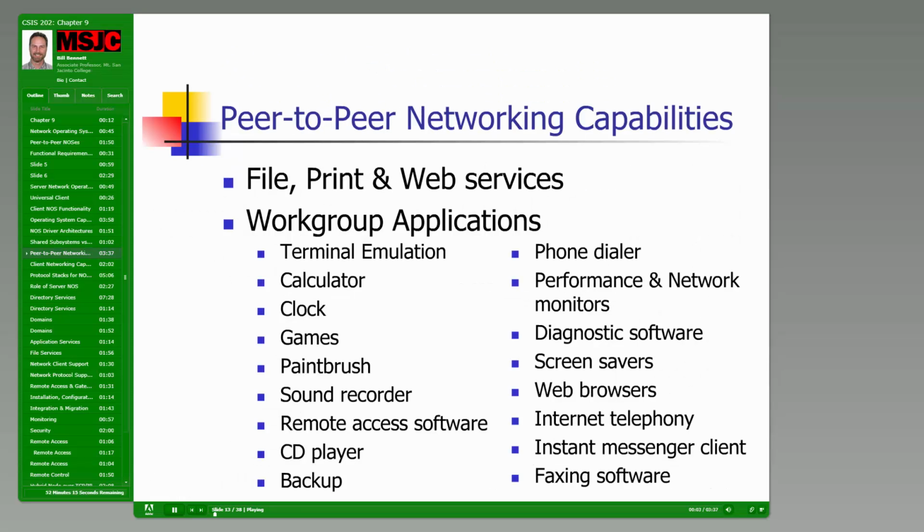This slide covers some of the peer-to-peer networking capabilities that you might be looking for. As we've talked about previously, the file, print, and perhaps even web services might be a consideration. Most modern day operating systems have the ability to actually be a web server. Even if you've got just the desktop operating system, it does have web service capabilities.